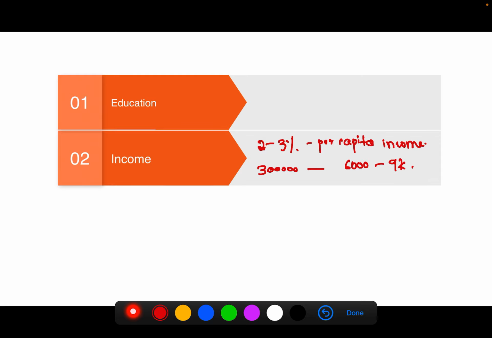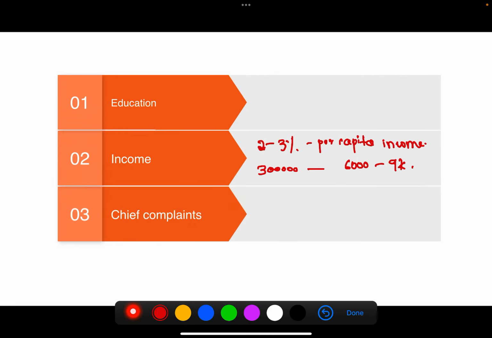So if the patient's per capita income is 3 lakh, you should ensure that the annual cost of diabetes treatment along with investigations is between 6,000 to 9,000. If you increase it more than this, there are high chances that the patient will stop coming to you and will find an alternative doctor. So income is very important. The diabetic treatment and investigation cost should not be more than 3% of their per capita income. Then chief complaints. If the patient has any chief complaints, you can write them down.